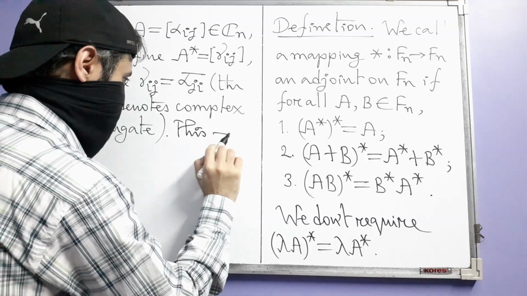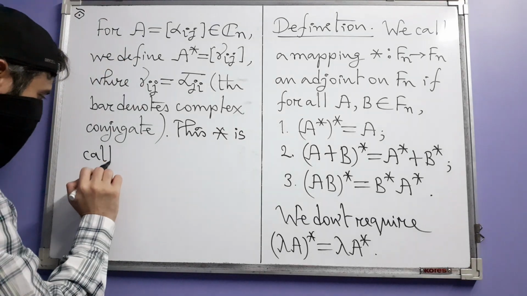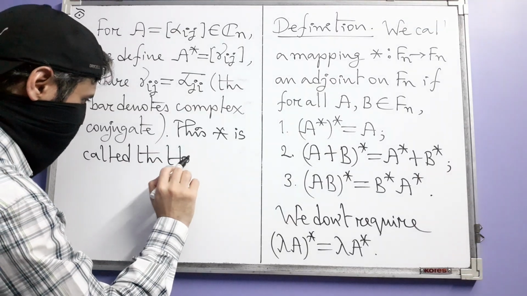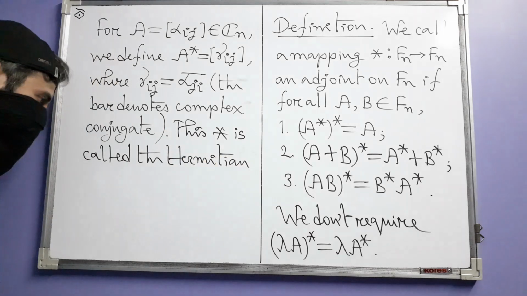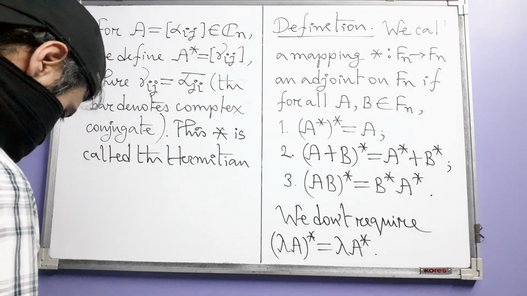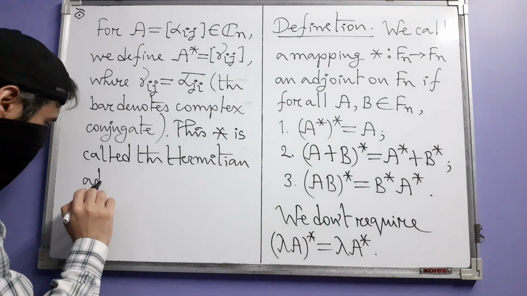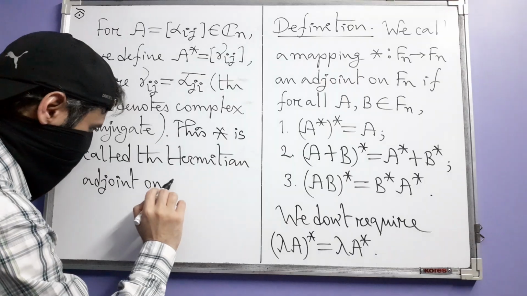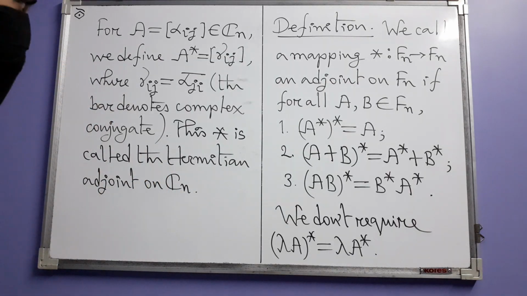And it has a name. This star is called the Hermitian adjoint on Cn. Okay.